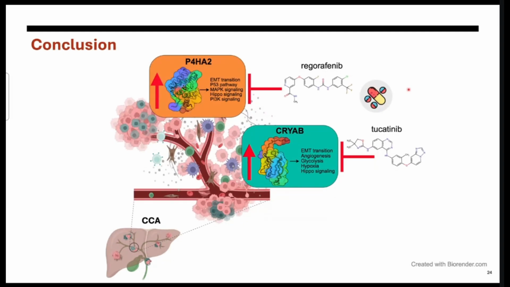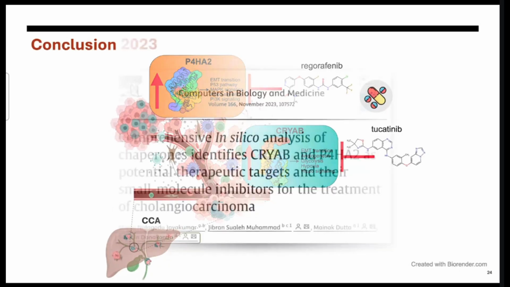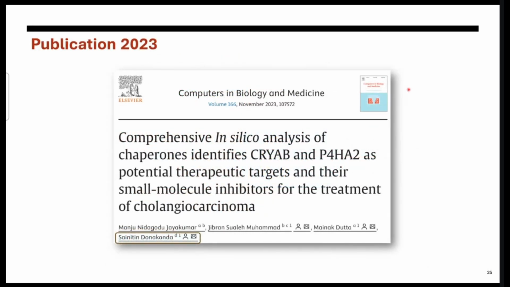So this needs further experimental validation, but this was the first study in cholangiocarcinoma where my PhD student has rigorously looked into it, and we were able to identify novel molecules which are responsible for CCA resistance in therapy, and also drug molecules which can be used in the future. And we were able to publish this data in 2023 in Computational Biology and Medicine. So these were two studies.